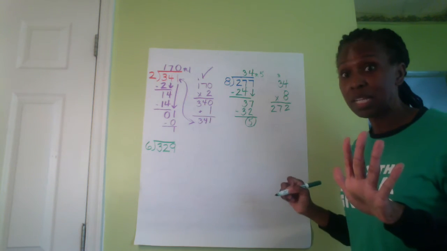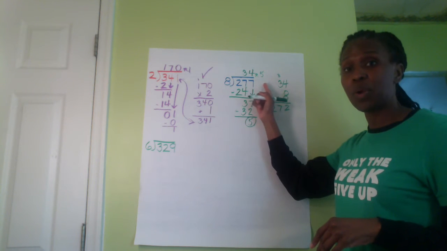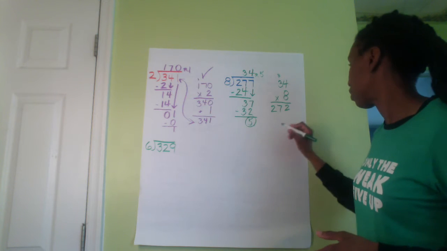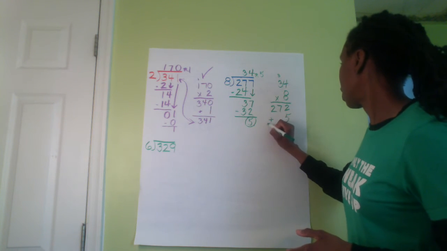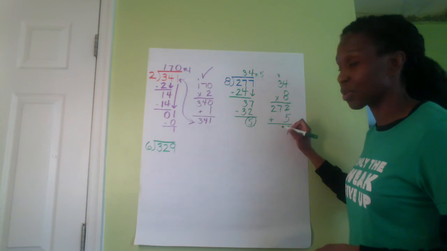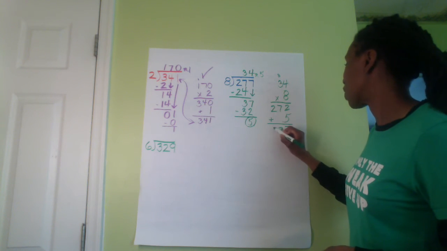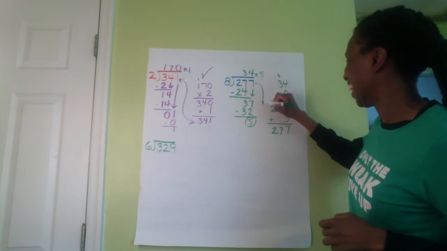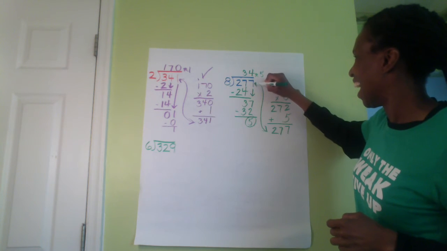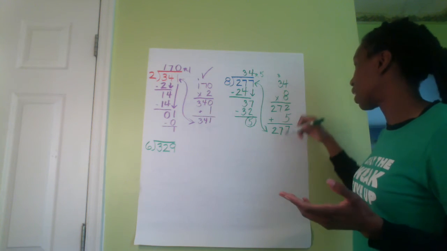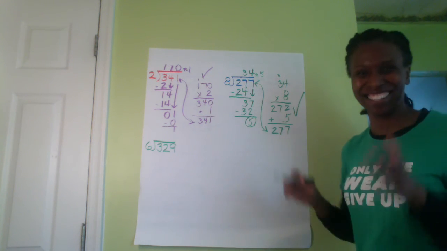But I'm not done yet because I have a remainder. Whenever you have a remainder, you just simply add it on. So I'm going to add 5. 2 plus 5 is 7. 7 plus 0 is 7. And 2 plus 0 is 2. All right, look. 277 here, 277 here. So we nailed it.